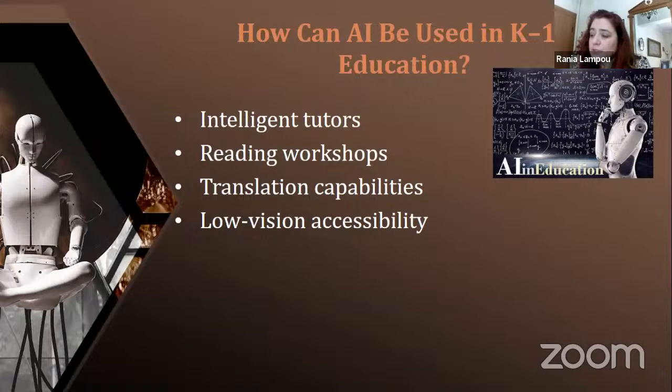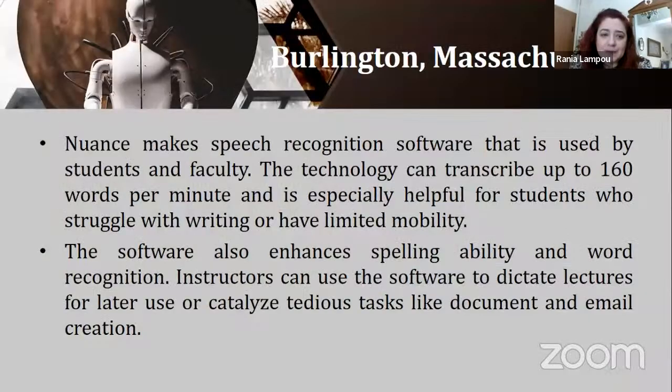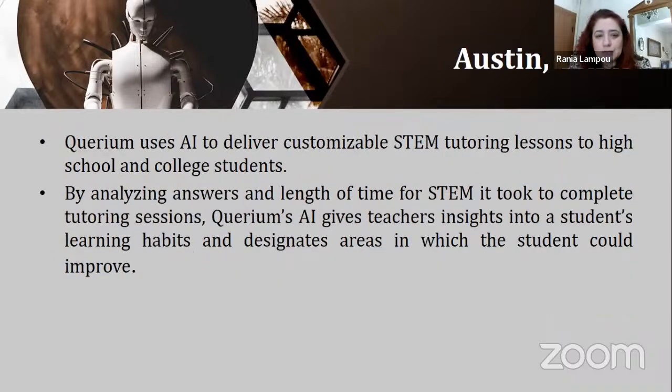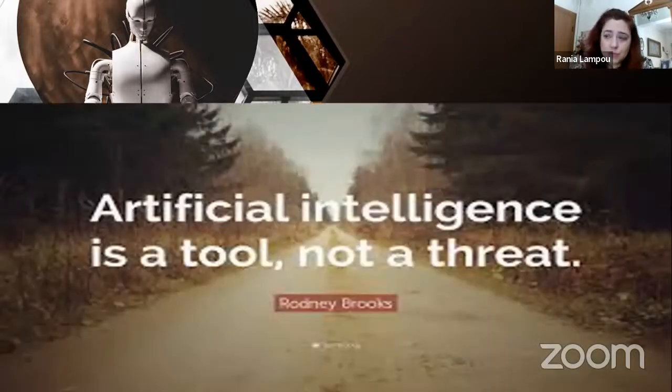We can mention the teacher tutors that already exist, the workshops, the translation capabilities, low vision accessibility, chatbots that are also very popular. And for concluding, some examples of AI in education: speech recognition software, Aquarium, which use AI to deliver customizable STEM lessons, Kid Adaptives, an adaptive learning platform that helps collect data and increase engagement, and many others. Kid Robot, also for special education. AI is used also for special education.